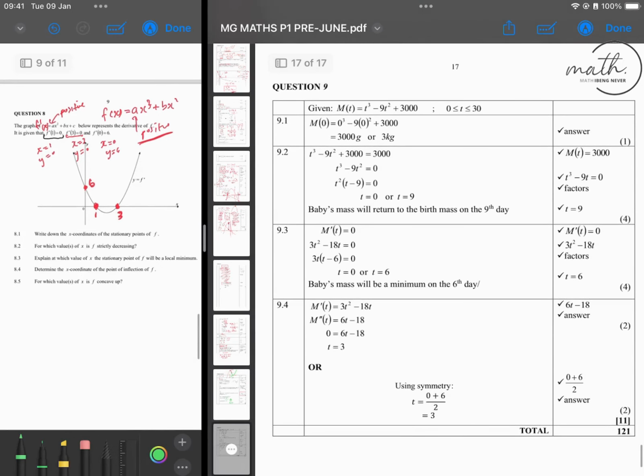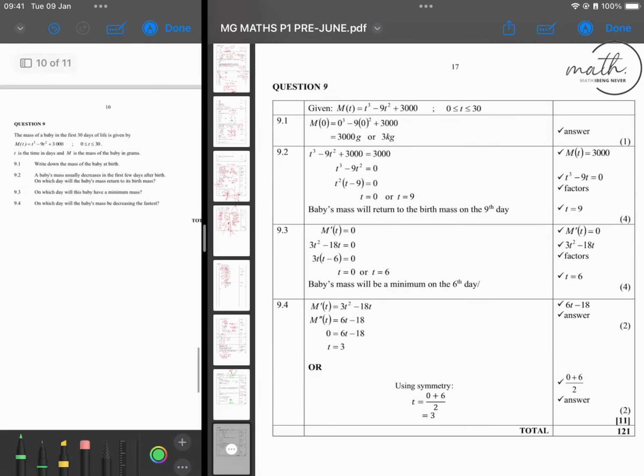Question 9, the last question. It says the mass of a baby in the first 30 days of life is given by this formula, where t is from 0 till 30. t is the time in days, and m is the mass of the baby in grams. 9.1. Write down the mass of the baby at birth.